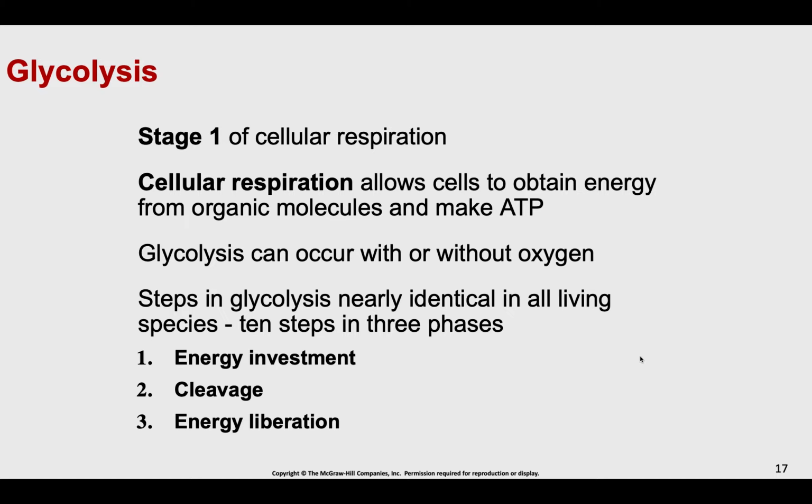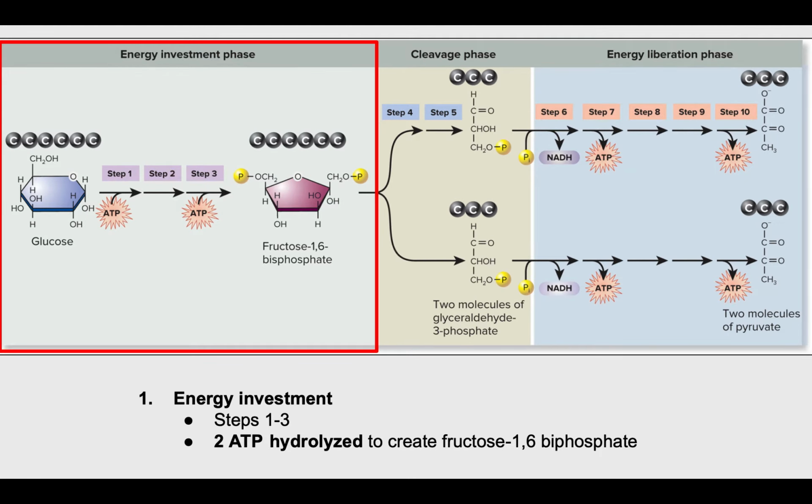There are basically 10 steps in glycolysis that we're going to break down into 3 phases. And what's really cool is that these 10 steps and these 3 phases are nearly identical in all living organisms. So this is a highly preserved pathway throughout evolution. So let's start looking at each of these steps.